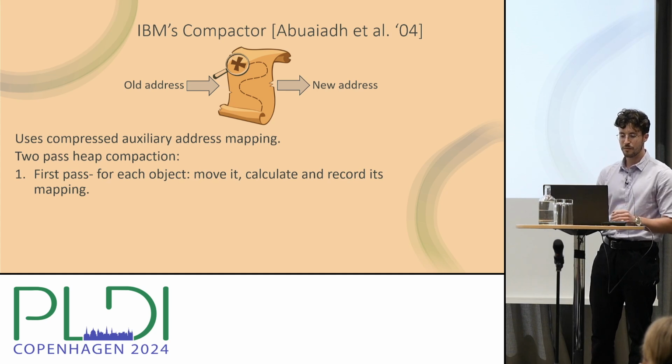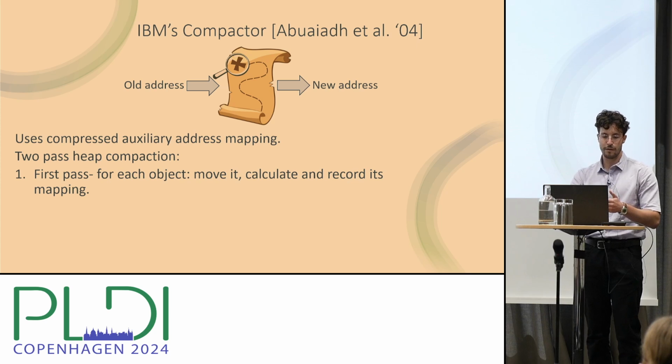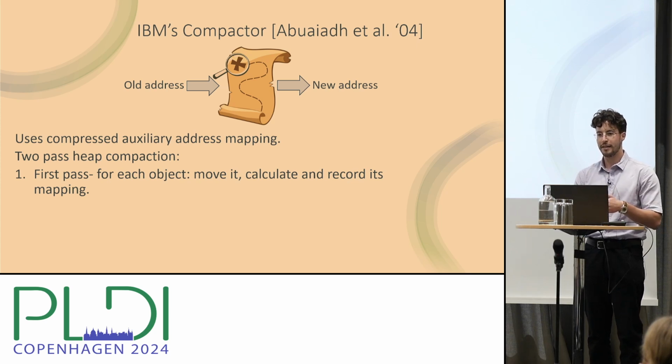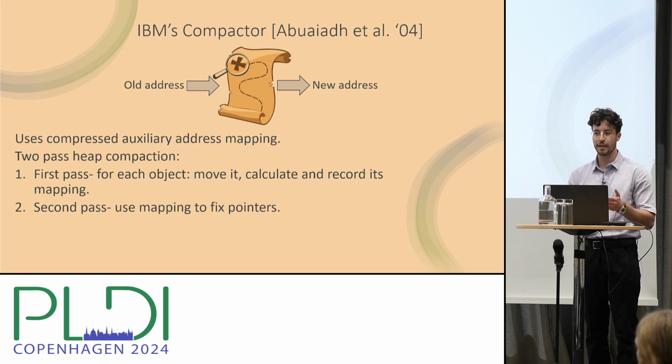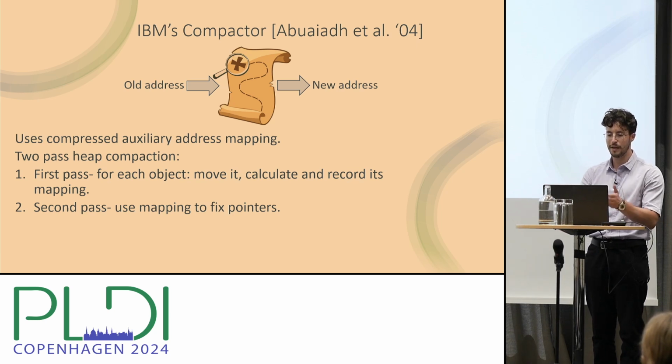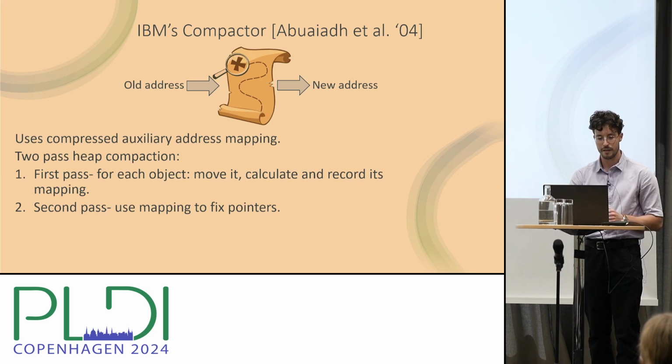In the first pass, whenever we reach an object, we move it to its new location, and then we calculate and record its mapping in the auxiliary map. And then during the second pass, we fix every pointer we reached based on this address mapping.